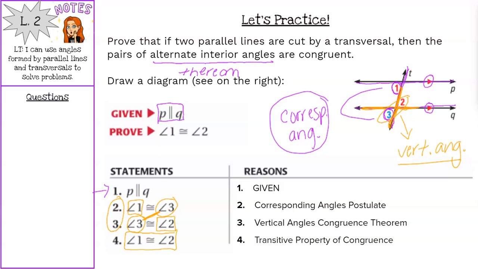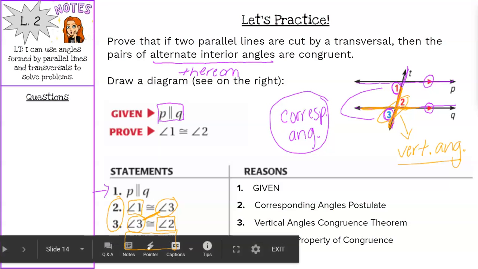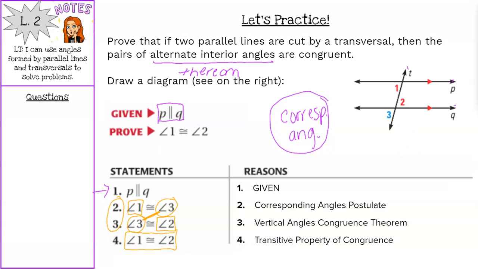So then if angle 1 is congruent to angle 2, and we look up at our diagram, now we have shown that angle 1 is congruent to angle 2. Those are alternate interior angles, and that is why the alternate interior angles theorem exists and works out every time. This is your reason. So now that we've proven it, we can use it in future proofs and other items. That's all our notes for today. We can go ahead and move into our practice.